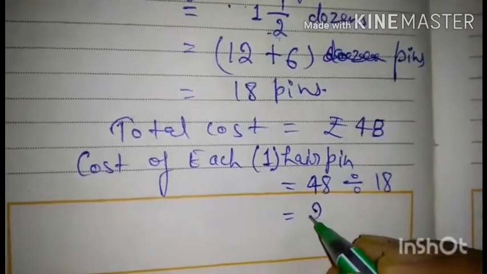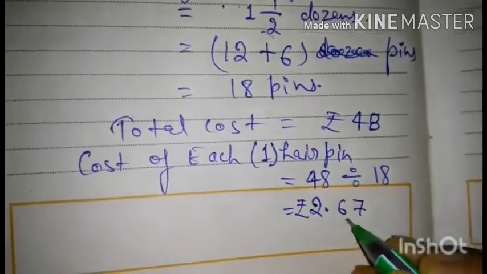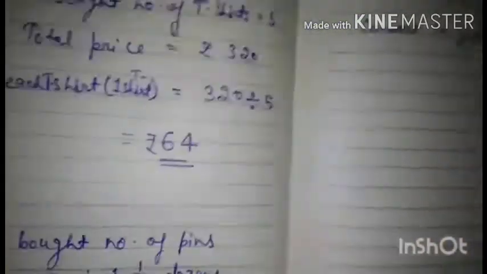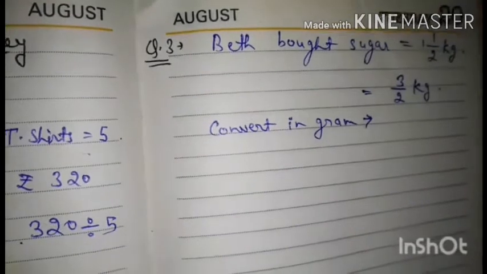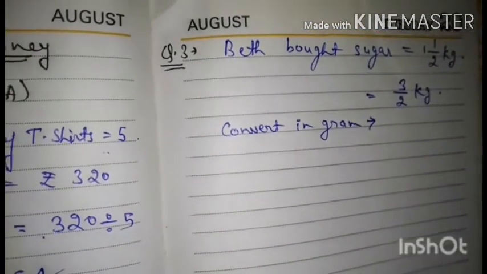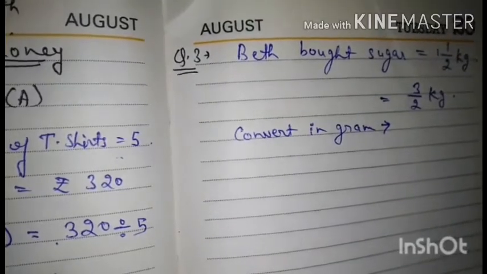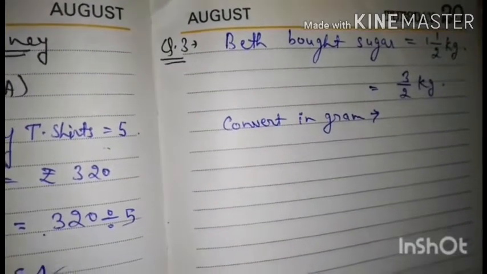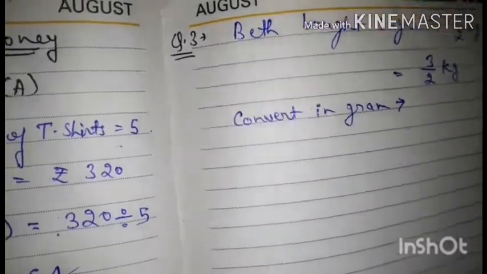After division, you find out the quotient 2.67 rupees, each pin cost. Okay. Now move to question number 3 in your book, page number 105. Beth went to the market and bought 1.5 kg of sugar for rupees 25. How much would she have to pay for 500 gram?